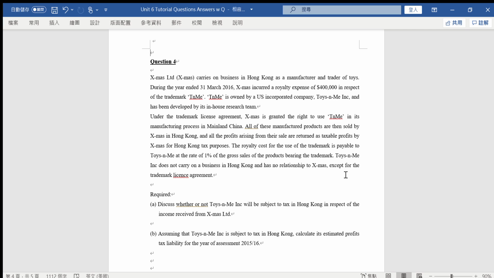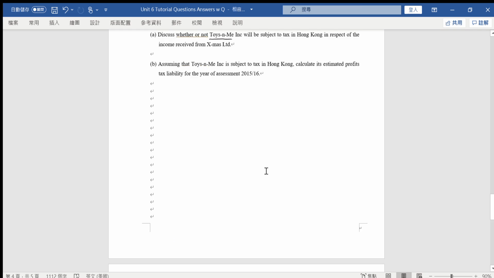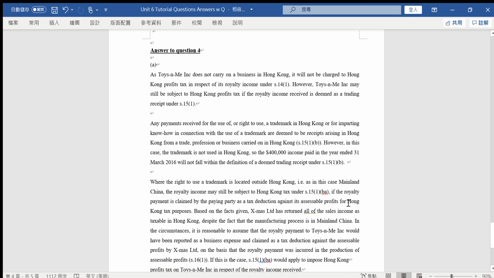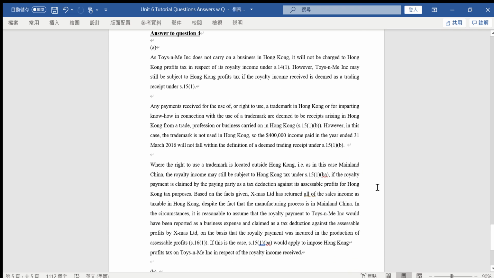TME Industrial does not carry on a business in Hong Kong and has no relationship to Christmas except the trademark license agreement. Now the question asks you to discuss whether TME Industrial will be subject to Hong Kong profit tax in respect of the income received from Christmas Limited. For this, you need to discuss which section of the Inland Revenue Ordinance applies to the company concerned. First of all, we start from the general basic charging section, section 14.1.